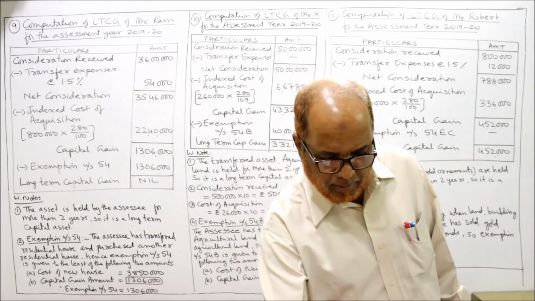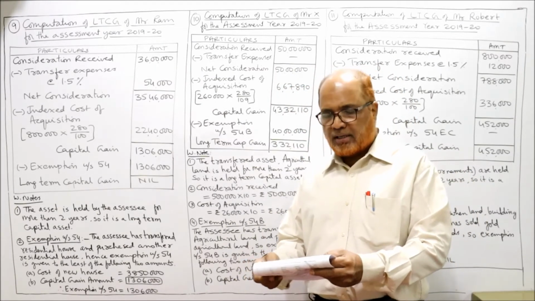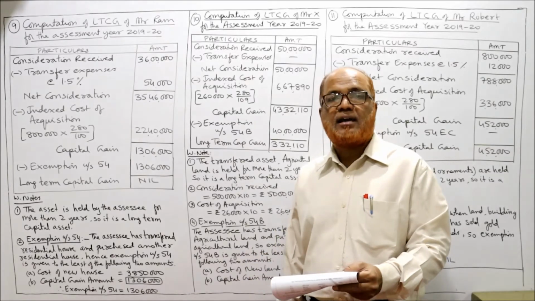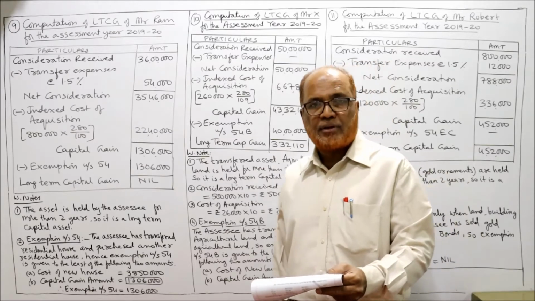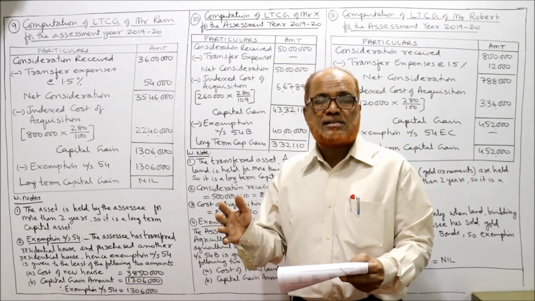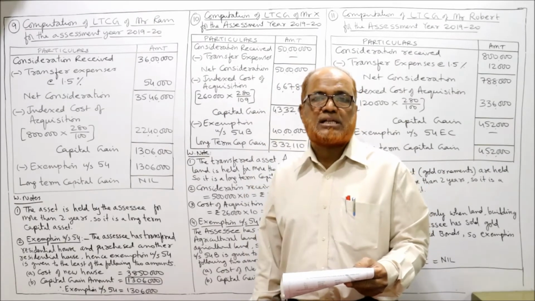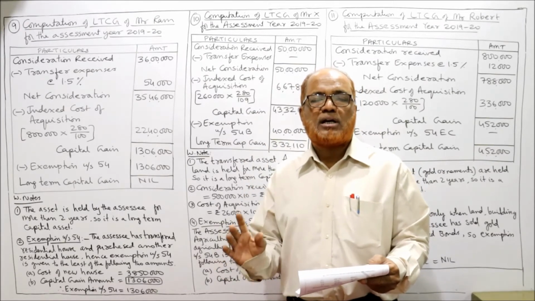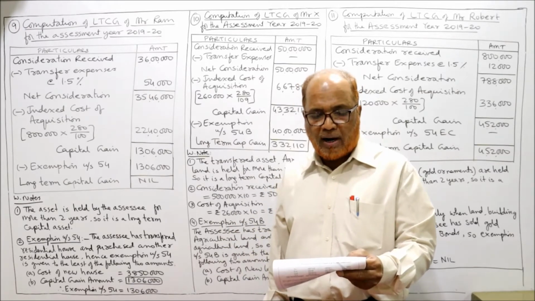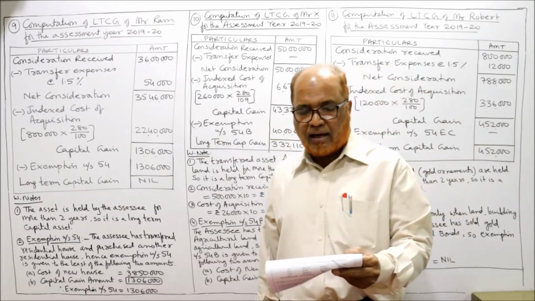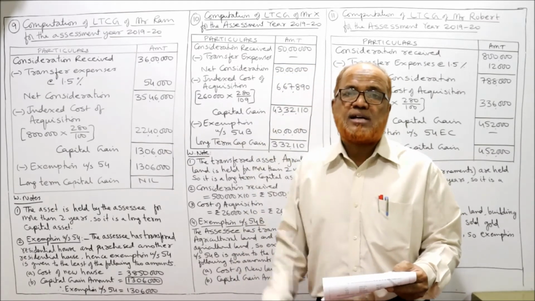Now I am reading out problem number 10. Mr. X sold 10 acres of agricultural land at the rate of rupees 5 lakh per acre. He has sold 10 acres, each acre 5 lakh. So 5 lakh rupees into 10 acres, 50 lakh is the total consideration received. He acquired it 14 years ago at rupees 26,000 per acre. Cost inflation index 109.